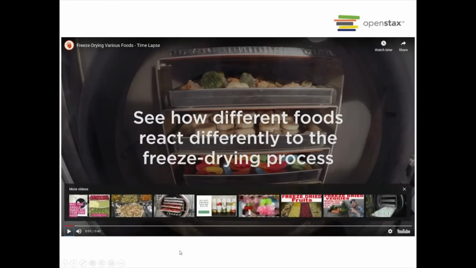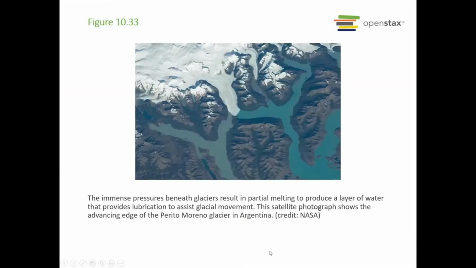And trust me, it's very easy to get sucked into watching freeze drying time lapses. I highly recommend it. Like I was talking about, the pressure with the water curve between liquid and solid helps with how glaciers move. So there's partial melting, which ends up making a layer of water, giving lubrication to assist against glacial movement. So it gives a little bit of water, and the glaciers are able to kind of glide along the surface.